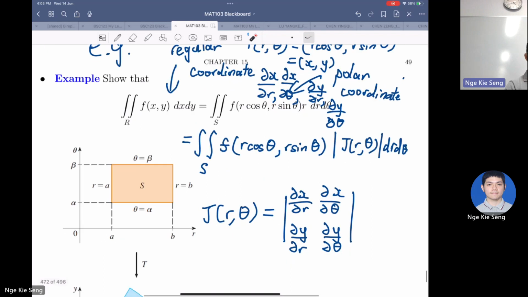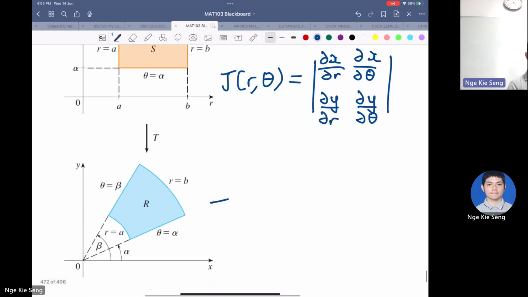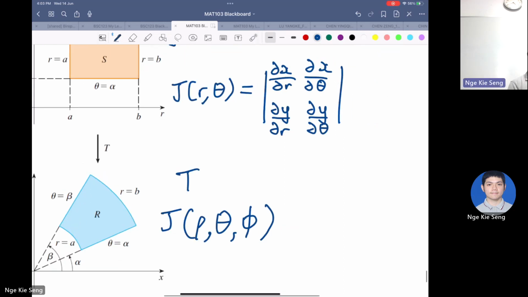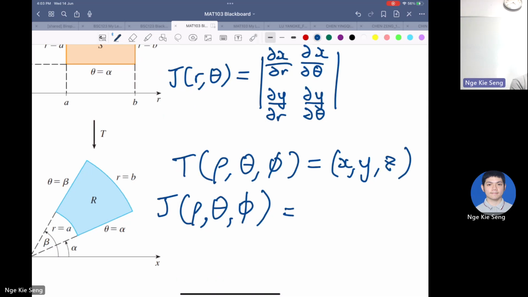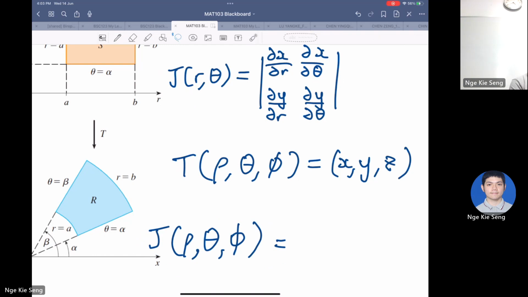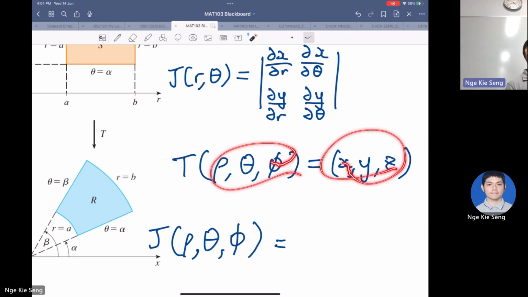Let's try another example, a higher-dimensional one. Let's say we have a function going from rho, theta, and phi to x, y, z. What's the Jacobian of this transformation? First you need to consider all the partial derivatives of your codomain with respect to the domain variables, all possible ways.